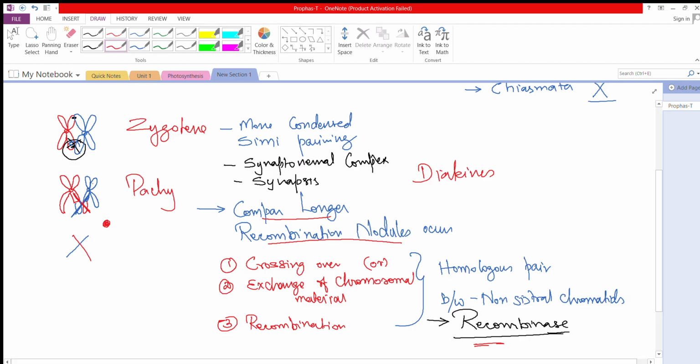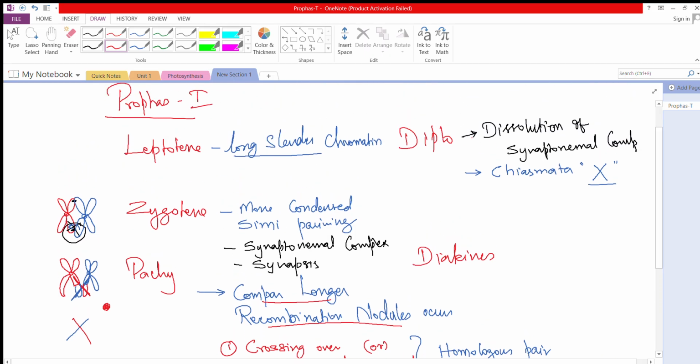The upper part where the crossing over has not occurred, that part will open. That is what I mean here, dissolution of synaptonemal complex. The part where exchange occurred, that we are calling as a chiasmata.